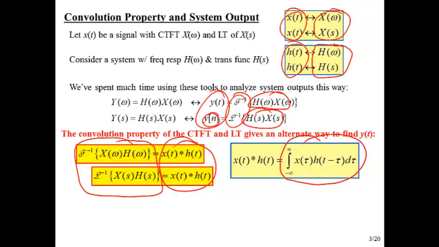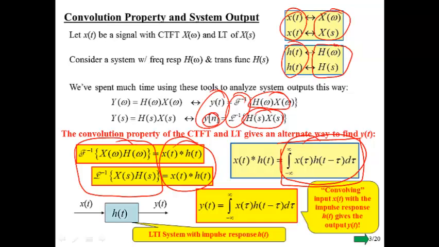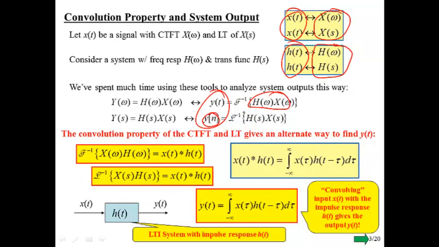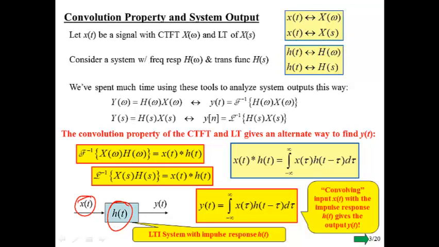But if you compare the structure of this integral to the structure of that convolution sum for the discrete time case, you'll see that they look very, very similar. And therefore, you can carry over a lot of your insight from discrete time into continuous time. So what this is saying is, if we've got an input x of t, we've got a system with an impulse response h of t, which we found by somehow doing this inverse transform, then all we have to do is do this integral to find what the output is.